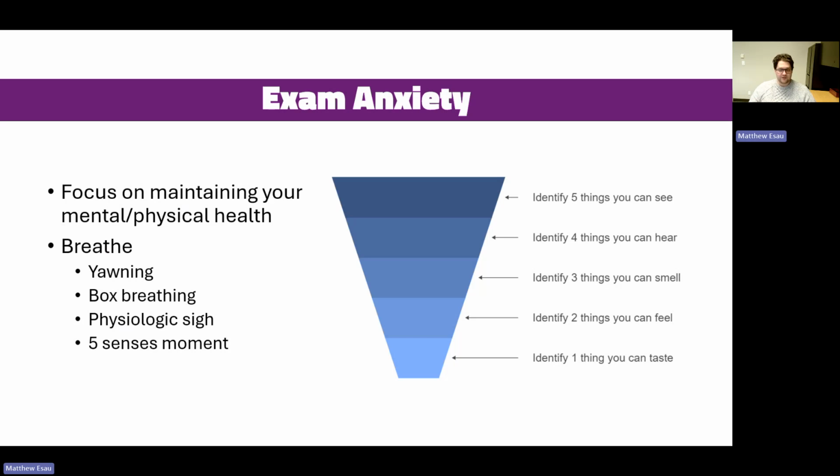Do it 4 times, for example. Physiologic sigh is when you breathe in as much as you can, then you take another little breath, and then you breathe out slowly, while you count to three or something like that. You can Google, if you don't like those or you just want more information, breathing exercises for anxiety. There's a ton.